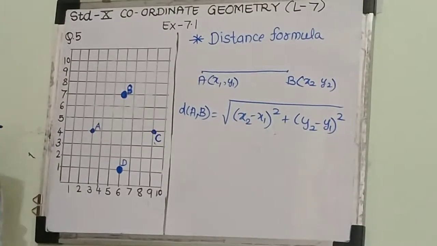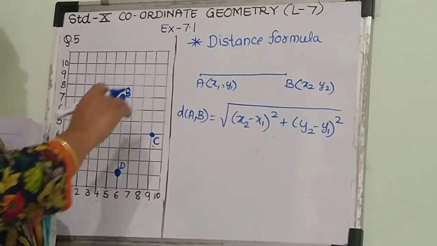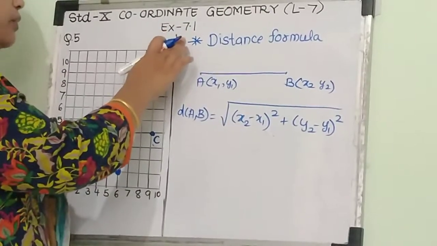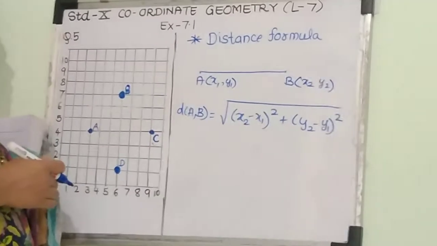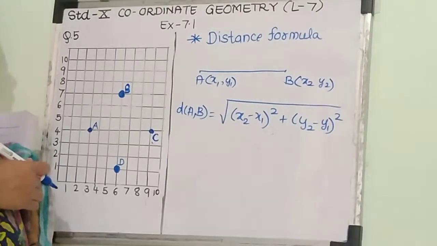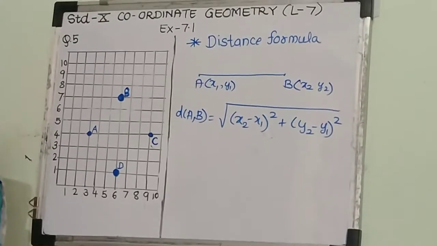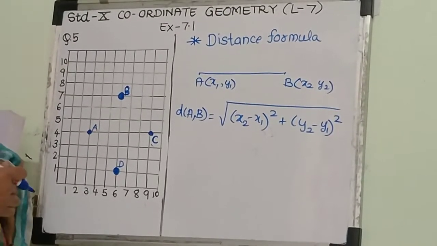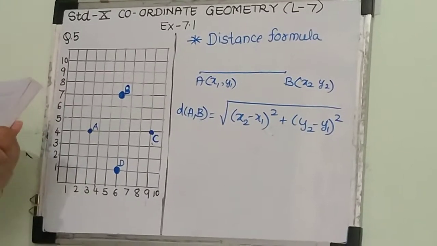So on the basis of the distance formula we started exercise 7.1. Today we are going to continue the same exercise, with the remaining questions from this exercise. So today I will start with question number 5. I will read question number 5.